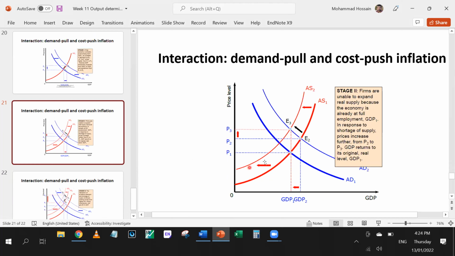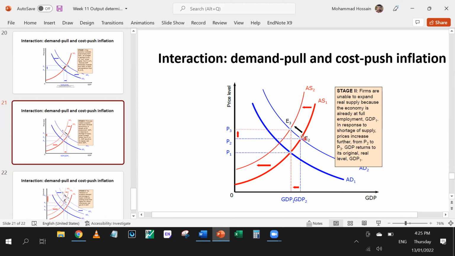Then what happens? Look at this, how we are going back again. Firms are unable to expand the real supply because the economy is already in full employment. Full employment means they're supplying at their maximum. Everybody is working, all the resources are being used. They cannot supply more than that. So firms cannot actually supply more, so the supply will actually be decreasing. In response to the shortage of supply, the price increases from P2 to P3.